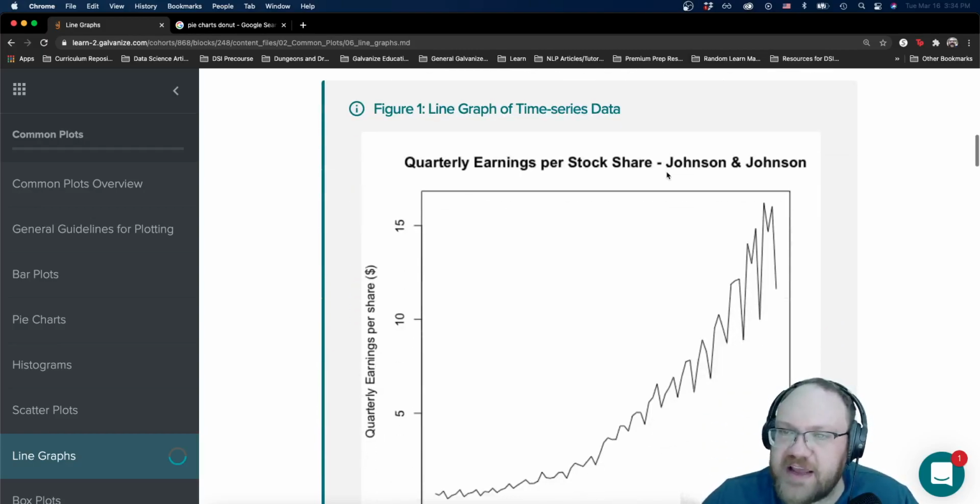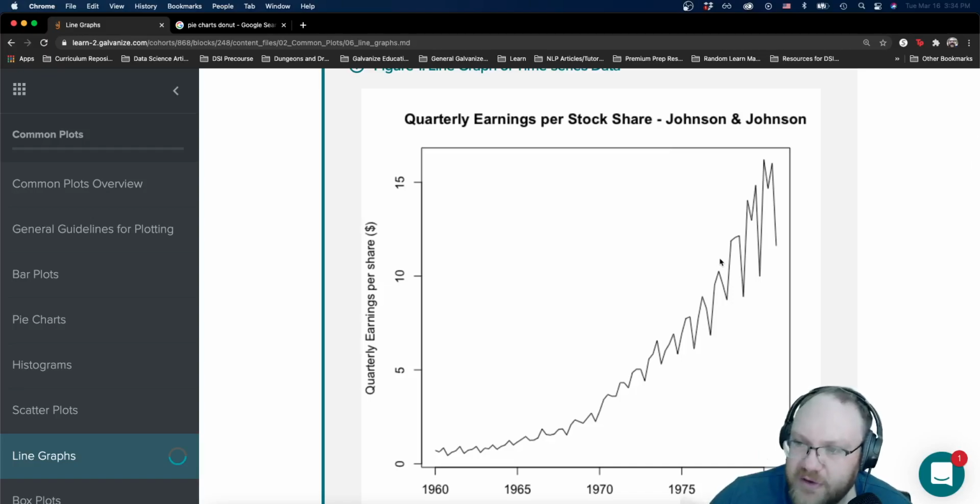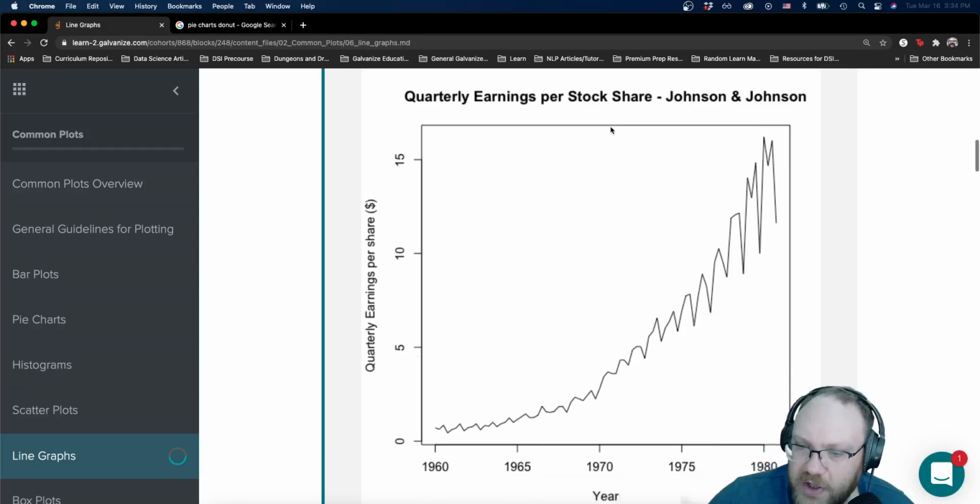And we have an example of this. Here we're looking at quarterly earnings per stock share for Johnson and Johnson. Now, I actually happened to pull this random data set when I built this long before the pandemic and Johnson and Johnson coming to public popularity with the vaccine. But, here we are. We're looking at their earnings.